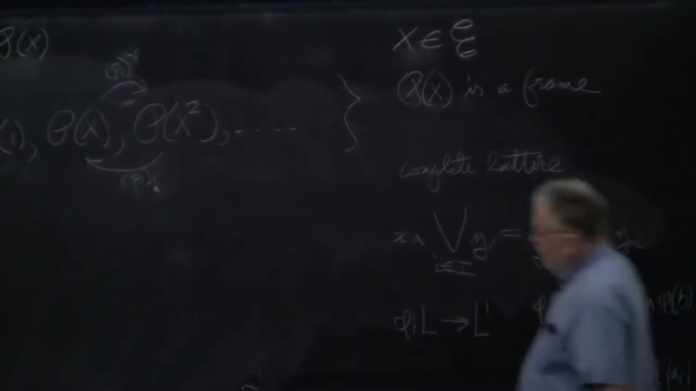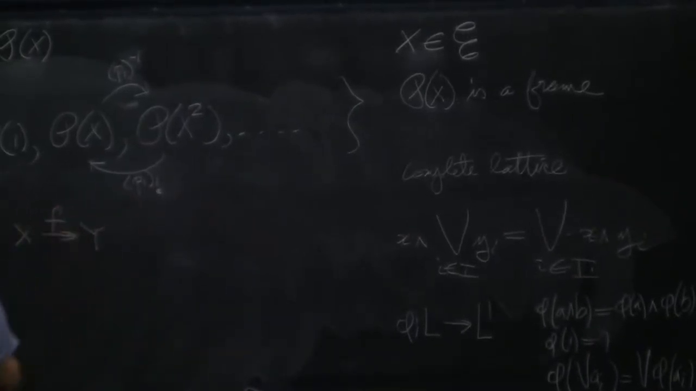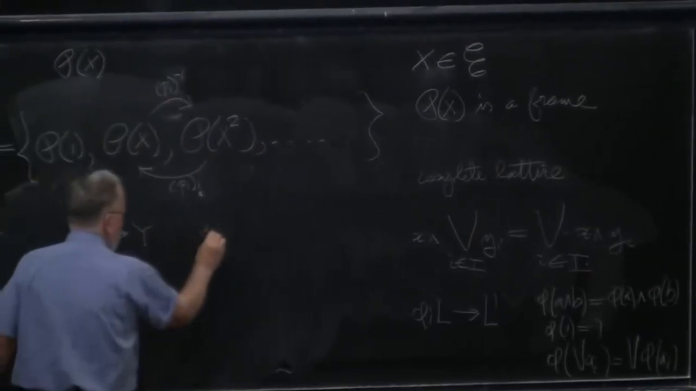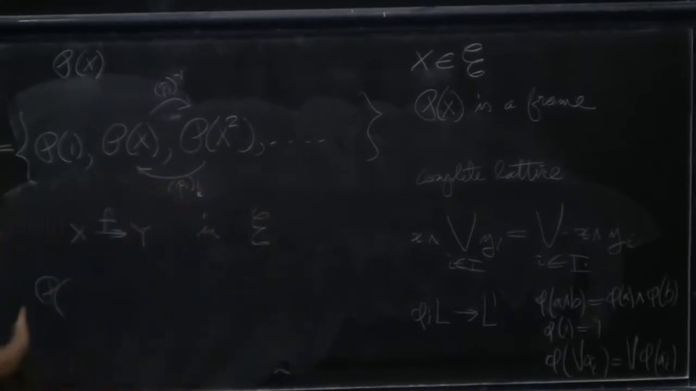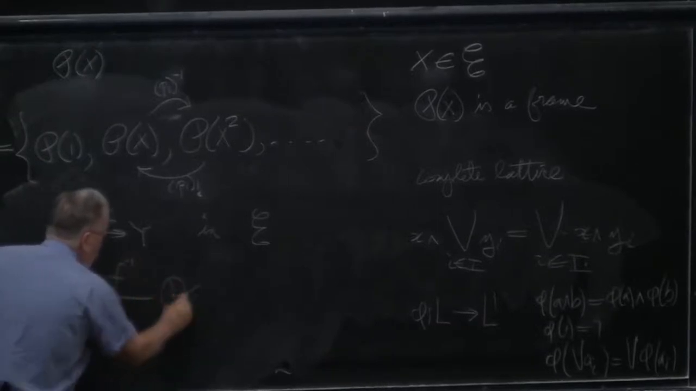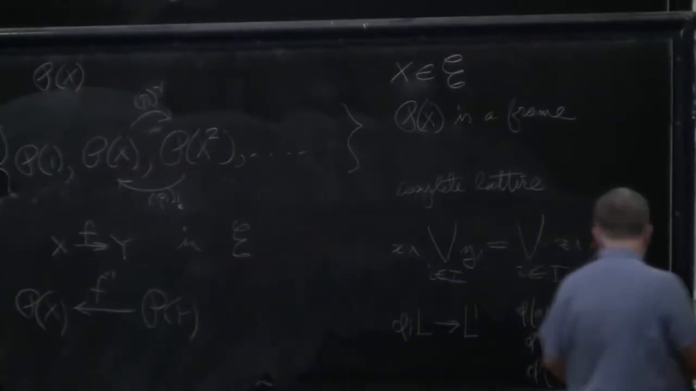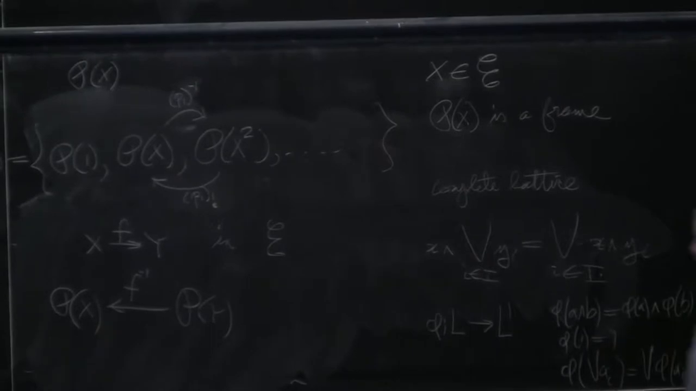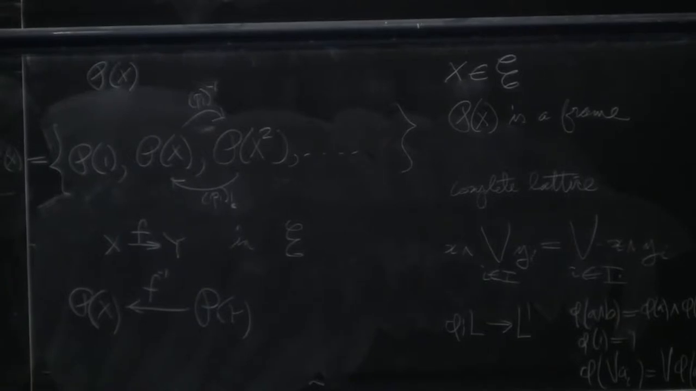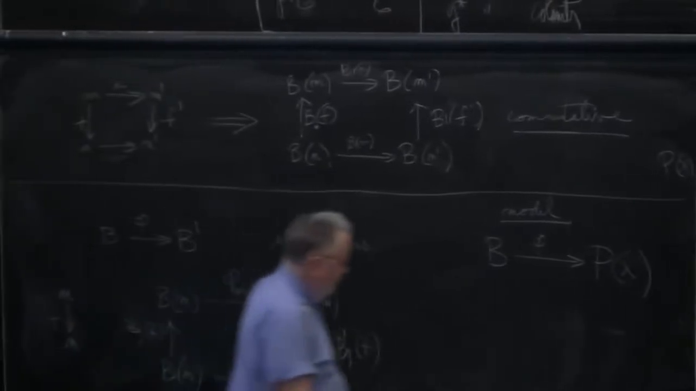An example of that is that if you have a map from X to Y in the topos, then if you take the inverse image of a subobject of Y, you get a map in the other direction, f minus 1, and this is a morphism of frames in this sense. It preserves finite intersections and arbitrary suprema. So what is there to generalize the notions of Boolean theory?